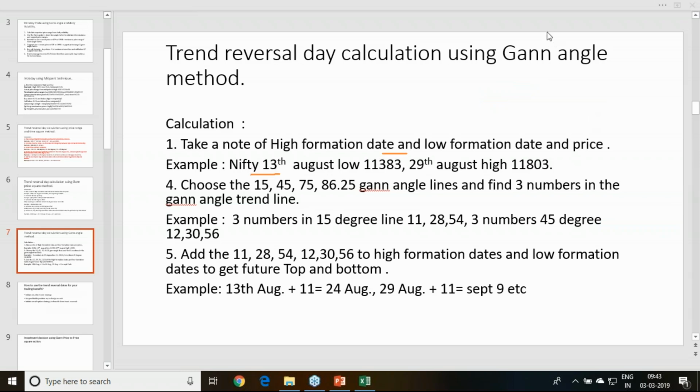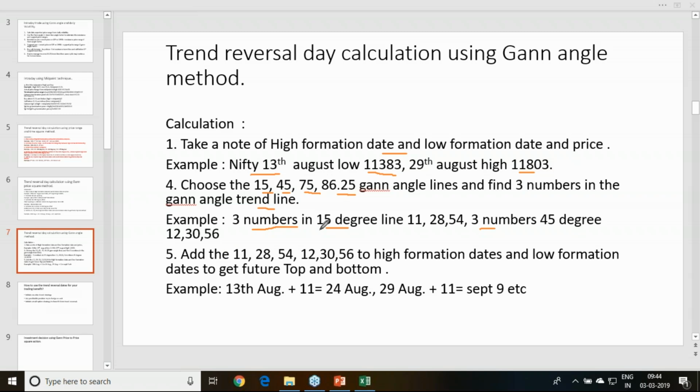Fine. 13th August has given a low, 29th August a high. So now 15, 45, 75 and 86.5 degrees are the Gann angle lines. Find 3 numbers in the Gann angle trend line. All these Gann angle trend reversal dates are the minor trend reversal dates, not major. 3 numbers you find in the 15 degree trend line, 3 numbers in 45 degree, 3 numbers in 75 degree, 3 numbers in 86.5 degree.